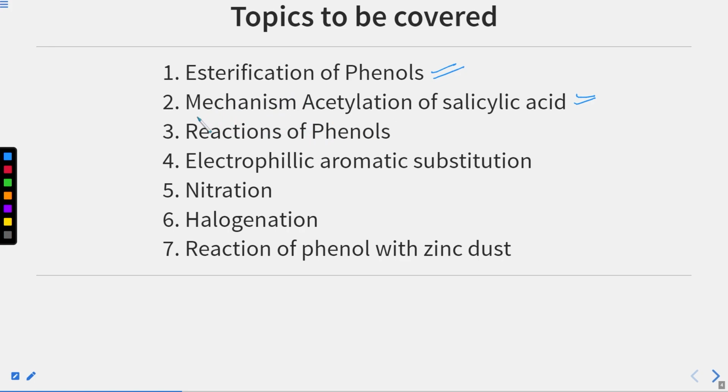After this, we will see some specific reactions of phenols, like electrophilic aromatic substitution, under which we will see nitration and halogenation. Then we will see the reaction of phenols with zinc dust, which is basically a redox reaction in which the phenol gets reduced. After this, we will be left with two reactions, the Kolbe reaction and the Reimer-Tiemann reaction. They are both very important, so we will see them in the next lecture. If we have time, we will get to it. But for now, we will focus up to the reaction of phenol with zinc dust.